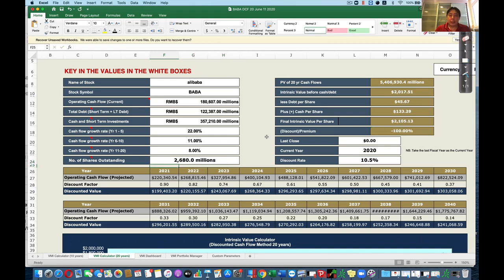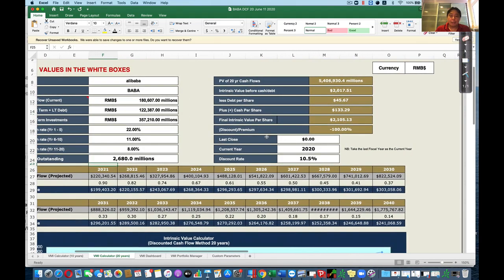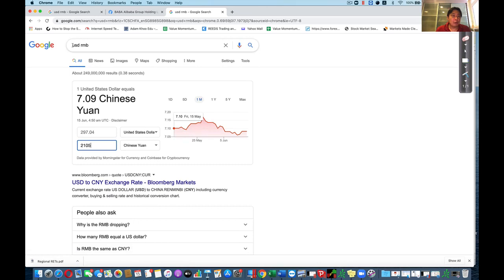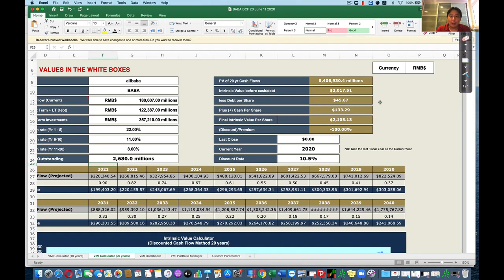All right, so you can see our final intrinsic value for Alibaba is 2105. Now again, this is in RMB. We have to convert it to US dollars. So go to a currency calculator on Google. Just search for USD RMB. There's a currency calculator, and put in 2105 RMB. This will give you 297 US dollars. Okay, so there we are. The intrinsic value is 297 US dollars.